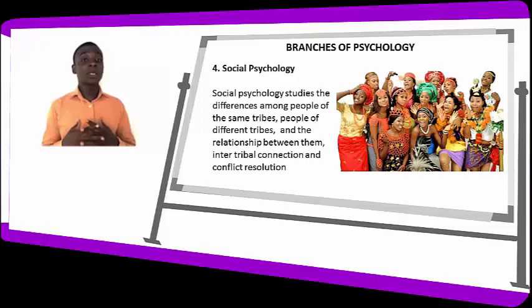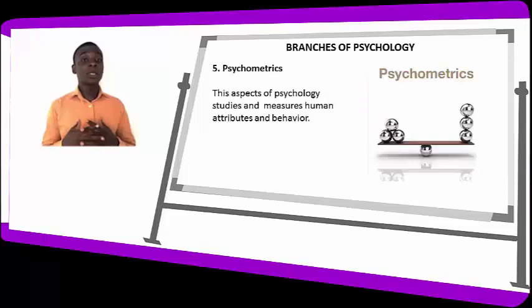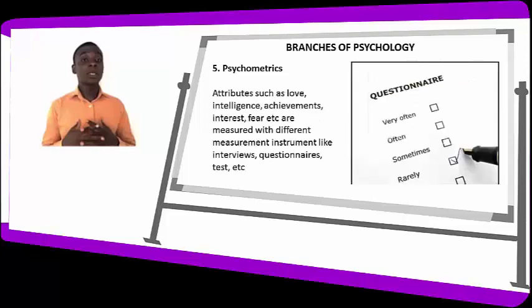Then we have psychometrics. Psychometrics is an aspect of psychology that studies and measures human attributes and behavior. Attributes such as love, intelligence, achievement, interest, and fear are measured with different measurement instruments like interviews, questionnaires, tests, etc.